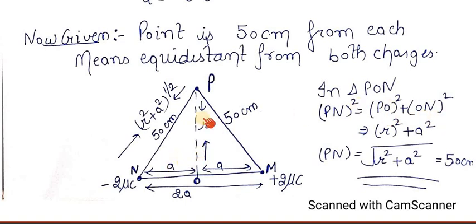So what is the base in our case? The base is a, right? So I will put a square here. And what is the perpendicular? That is r, so that is r square. Take the whole square root, and you will get the value of the hypotenuse, right? According to the numerical, that distance is already given to you because the point is equidistant from each charge. So this distance is 50 centimeter and this is also 50 centimeter, right? So the square root of r square plus a square is 50 centimeter, given to you.